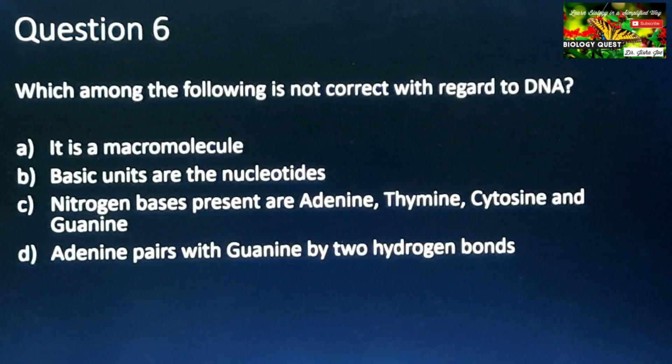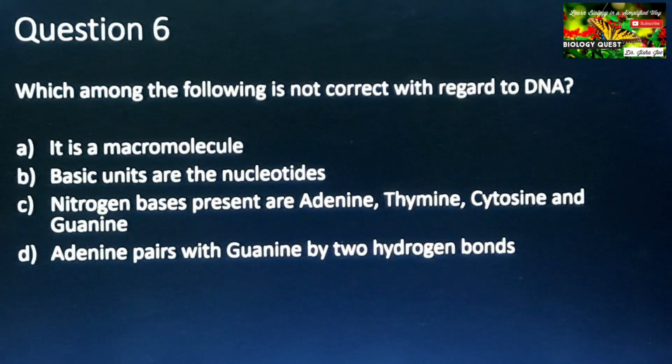Moving on to the next question, question 6. Which among the following is not correct with regard to DNA? The question is, which is not correct with regard to DNA? Option A, it is a macromolecule. B, basic units are the nucleotides. C, nitrogen bases present are adenine, thymine, cytosine, and guanine. Option D, adenine pairs with guanine by 2 hydrogen bonds.